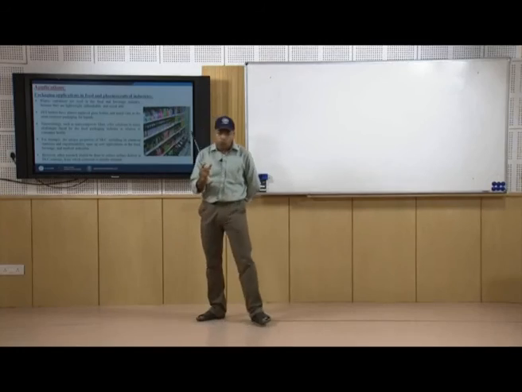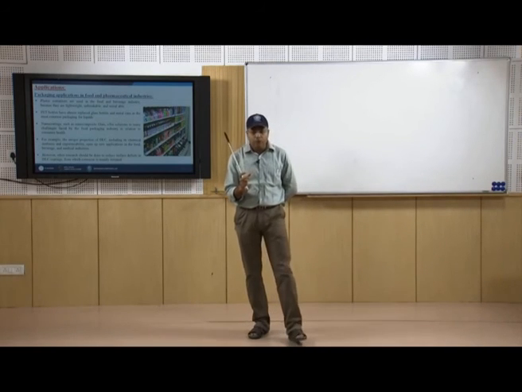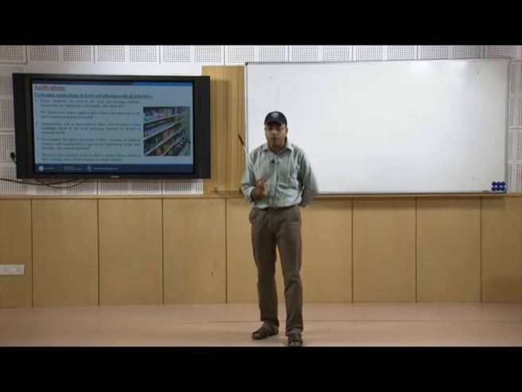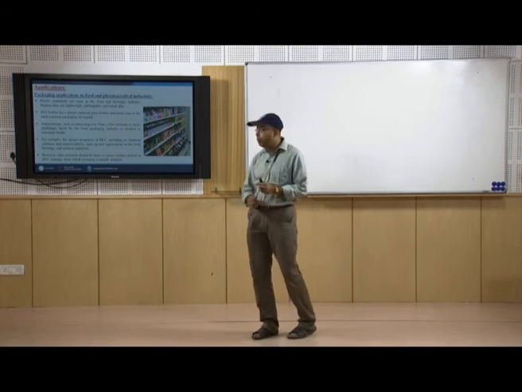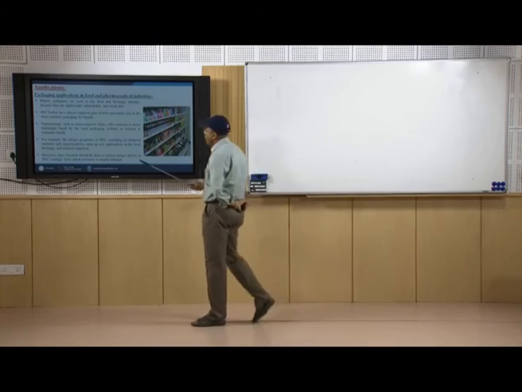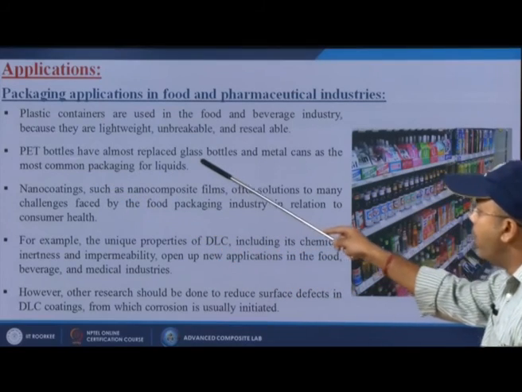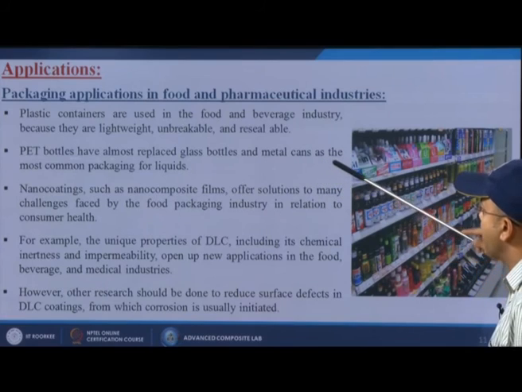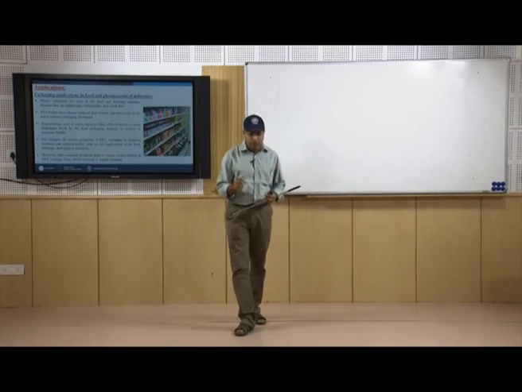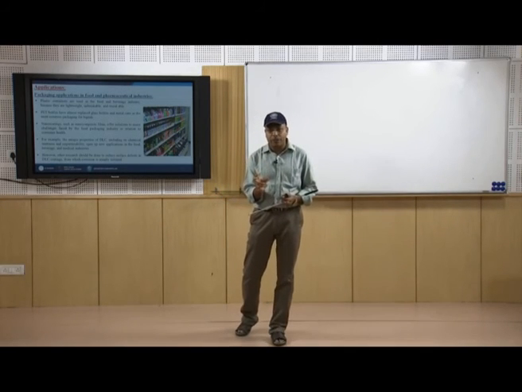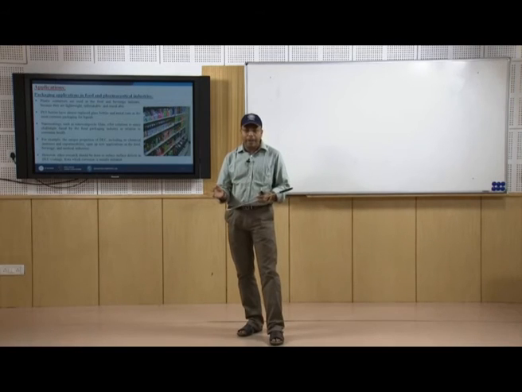Previously the Coca-Cola can was made of aluminum foil, but nowadays people are trying to replace it and are making it from polymers or plastics, due to its lower weight, and also the cost of the container will be reduced. Next, PET, polyethylene terephthalate, bottles have also almost replaced glass bottles and metal cans as the most common packaging for liquids. Nowadays we are using plastic bottles, because previously we used glass bottles for milk preservation, but if the glass bottle falls, it will break. But nowadays these PET bottles are flexible, and if it falls from our hand, it will not break.